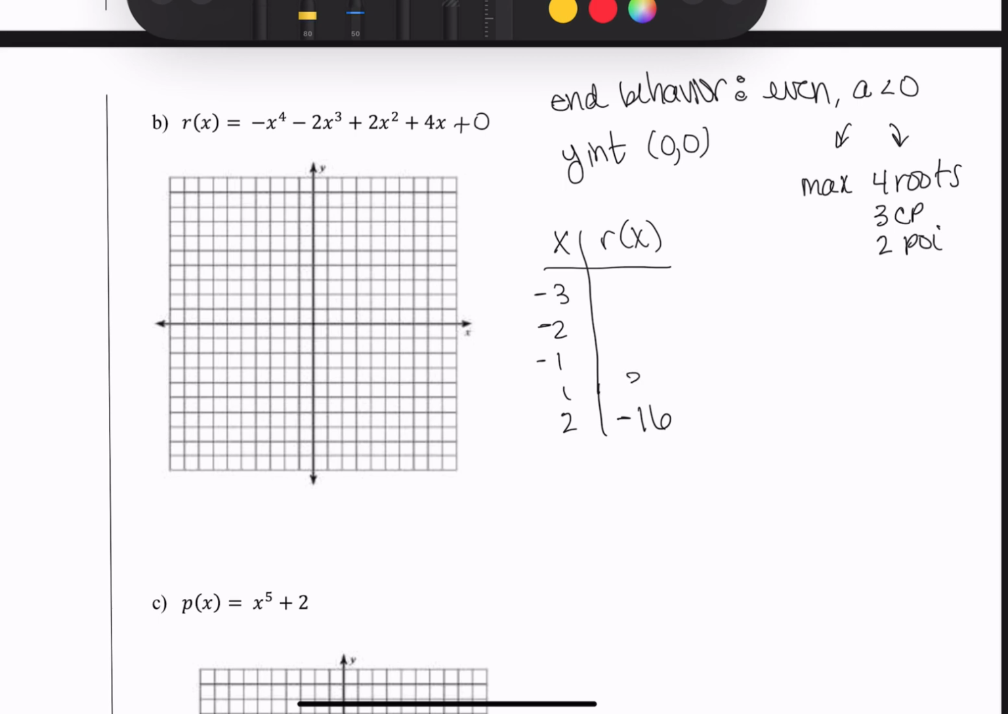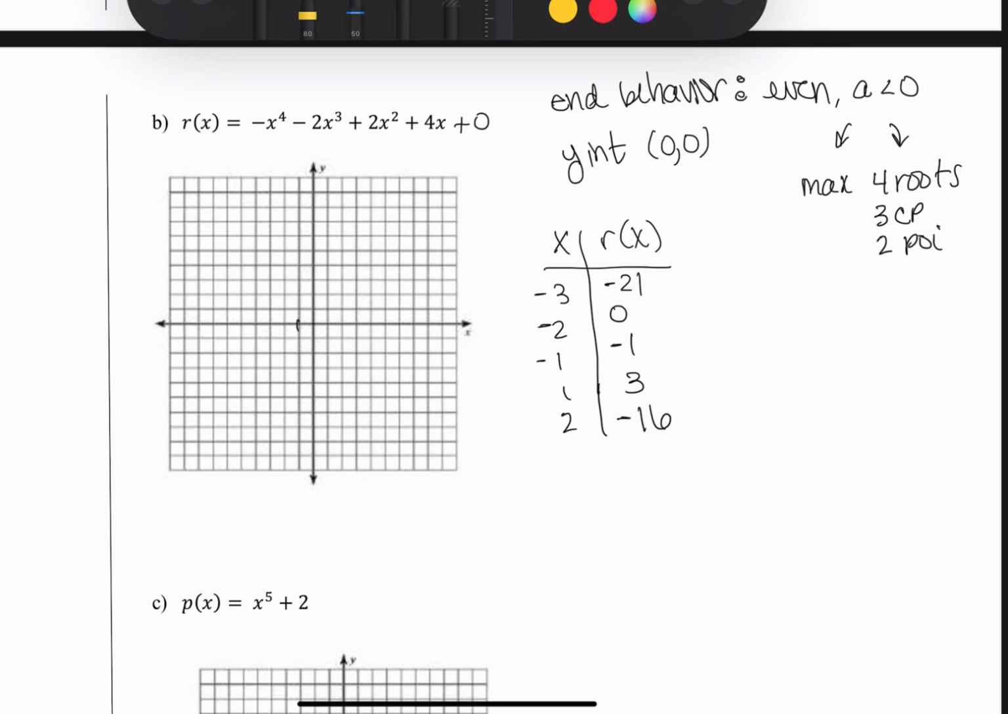Plugged in 1 and I got 3. Plugged in -1, I got -1. Plugged in -2, I got 0. Oh, so I did get a root. That was lucky me. Plugged in -3, I got -21. So I have a couple points really off this graph, which is telling me that this is decreasing quite quickly.